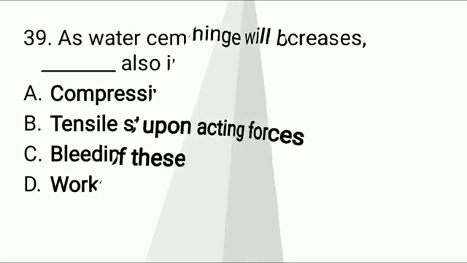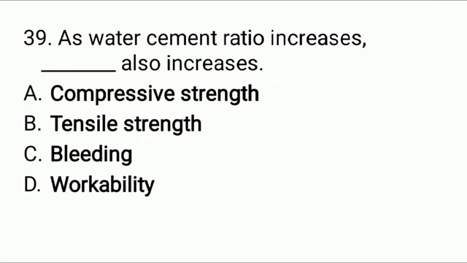Next question. As water cement ratio increases, dash also increases. So what is that? Workability, right? Workability is the amount of energy to overcome friction while compacting, also defined as the relative ease with which concrete can be mixed, transported, molded and compacted. If the water cement ratio increases, the workability of concrete also increases. So our answer will be D, workability.